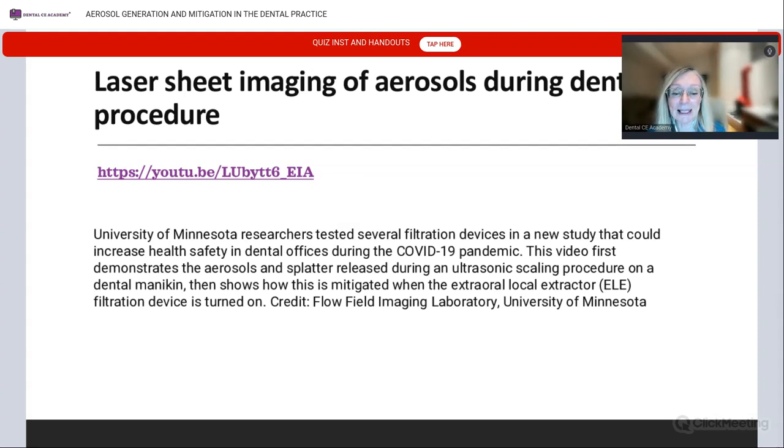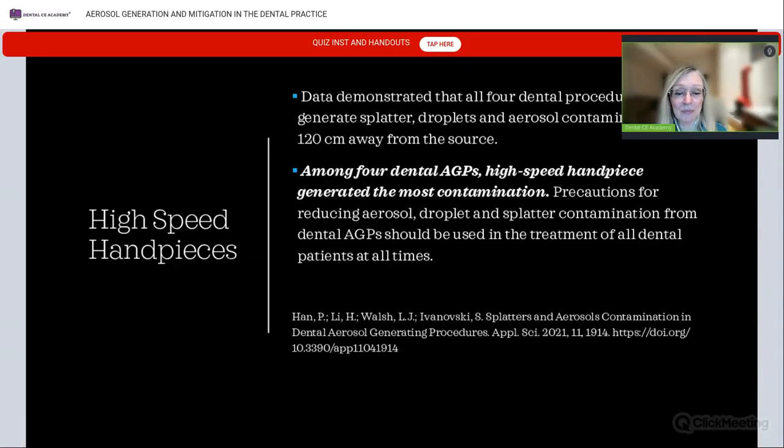So again, this is demonstrating the amount of aerosol and splatter that's released during these procedures, and why we want good source control. We want to capture as much of that as possible closest to the patient's mouth.